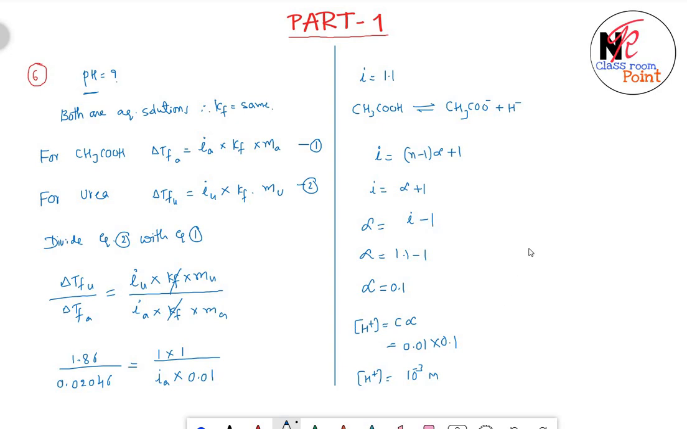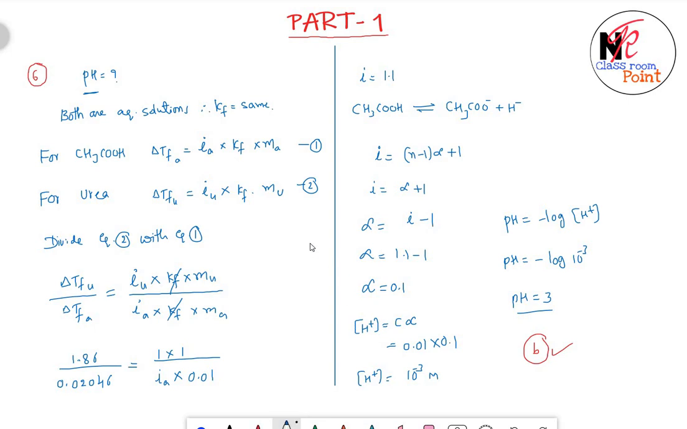Okay, now let's solve for the pH. The pH formula is minus log of the concentration of H plus. So pH equals minus log 10 power minus 3. Now pH equals 3. This is the answer to the question. Hence, among the given options, option B is correct.